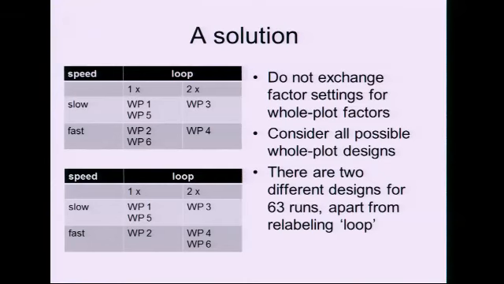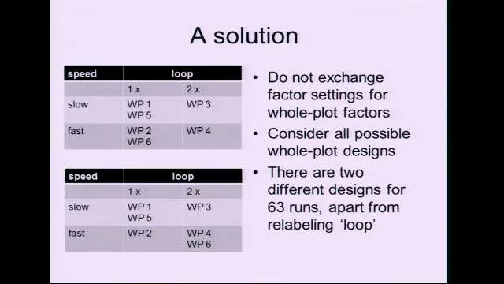These are the 2 different designs you can make. Both the designs have 3 slow whole plots and 3 fast whole plots. 3 times 7 plus 3 times 14 makes the 63 runs which we have fixed in advance. They differ because of the replication for the factor process loop.